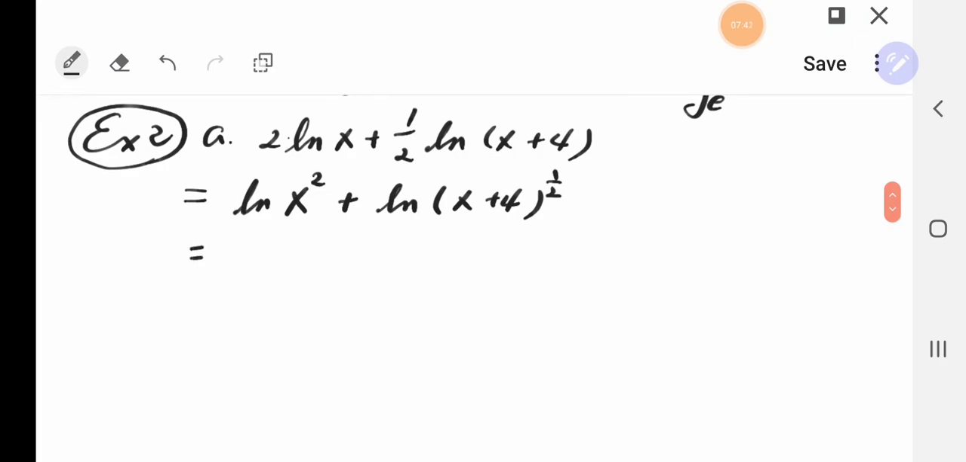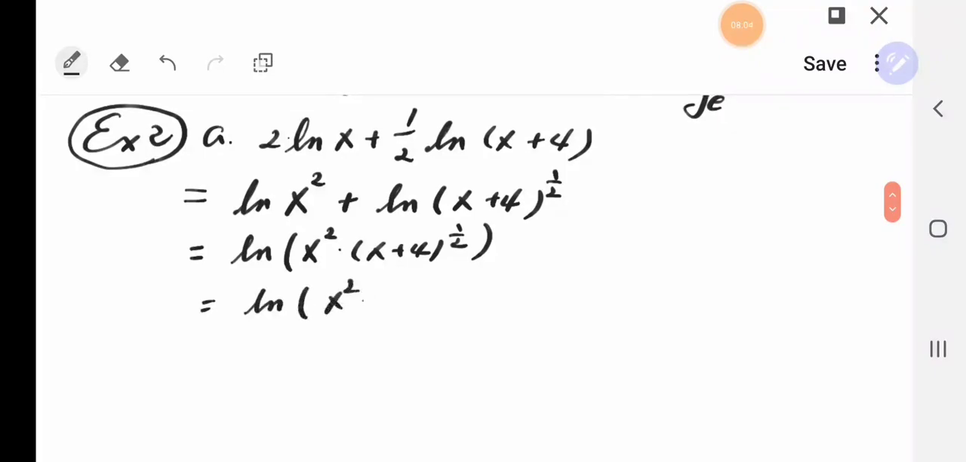Okay, since now we moved the coefficients inside the logarithm, and since this is plus, we can put them together by multiplying these two. So x squared times x plus 4 to the 1/2 power. The 1/2 power is a square root, so natural logarithm of x squared times square root of x plus 4.